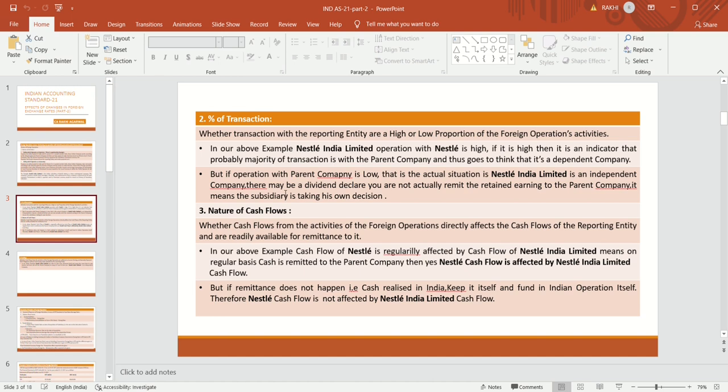But if it does not remit any cash to its parent company and operates with its own funds, whatever they realize, they keep on their own and fund their operations by themselves only, then it is assumed that, taking the Nestle India example, the Nestle parent's cash flows are not affected by the subsidiary's cash flow, that is Nestle India's cash flow.